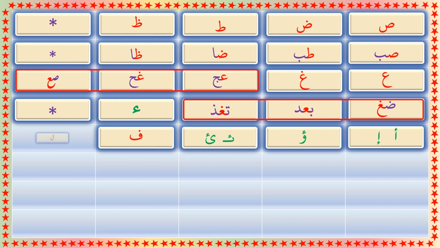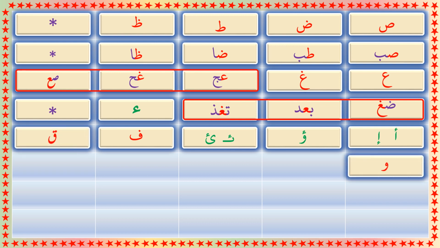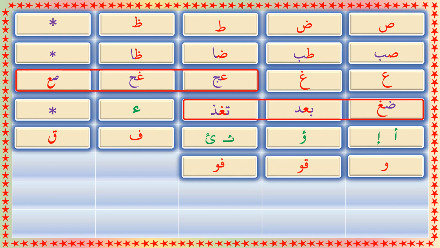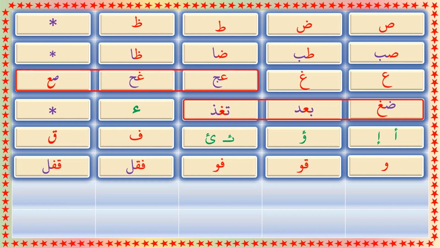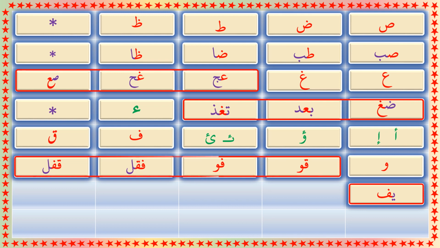Fa, Qaf, Waw. Now we will learn the shapes of Fa, Qaf, and Waw. Qaf Waw, Fa Waw, Fa Qaf Lam, Qaf, Fa, Lam, Ya, Fa, and these are the shapes of Fa, Qaf, and Waw.